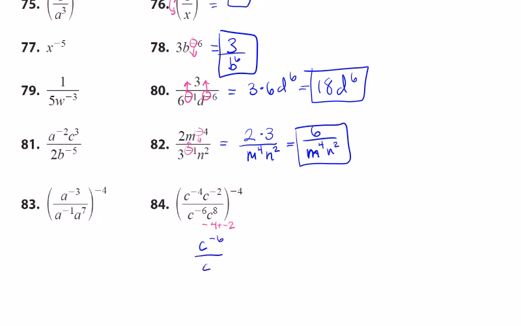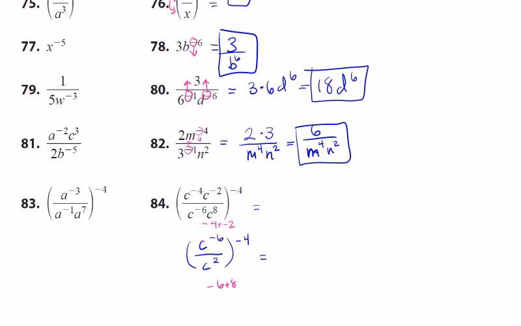On the bottom, I'm going to add these exponents, negative 6 plus 8. And that gives me positive 2, right? And then I still have the negative fourth on the outside. All right, so now I'm going to use my quotient rule and subtract, okay? So I'm going to subtract the exponents. So I'm going to do negative 6 minus 2, right? Subtract these exponents, and that'll give me negative 8. Okay, still have the negative fourth out here.